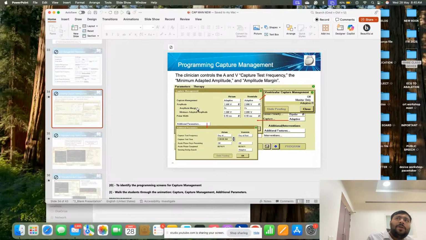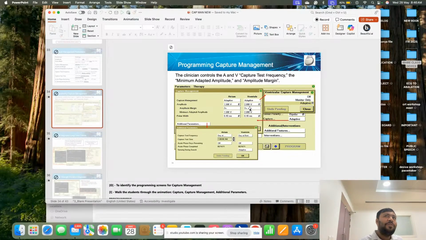After putting adaptive, here you can set the amplitude margin. So here, if the threshold is going to 1 volt, you can fix it at 2 times higher than the threshold, or 3 times, you can click here. And a minimum adapted amplitude you can also keep. Let's assume your threshold is 0.25. If you click 2x, it will give only 0.5 output, and you can't program 0.5 output. Come again? So this is the amplitude margin I told about. Whatever 2 times, 3 times, we can program it, sir.